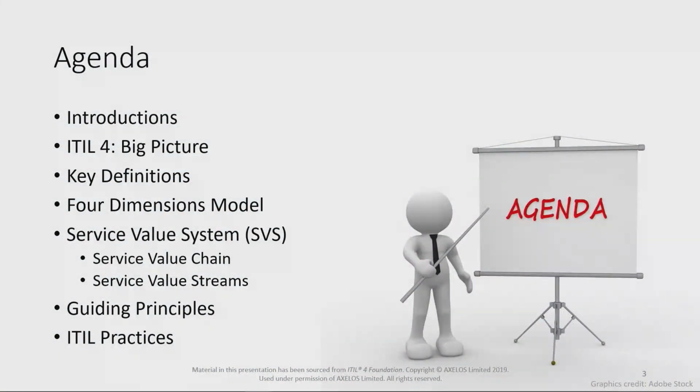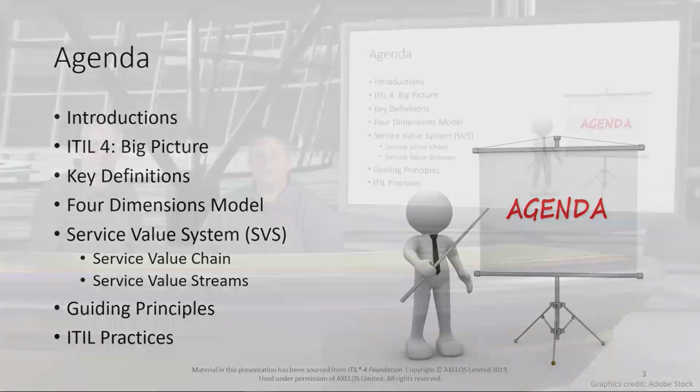But a couple of the new things that have come out with ITIL 4 is the 4 dimensions model, as well as the service value system and its component parts of the service value chain and the service value streams. We've got some guiding principles that have now been incorporated into the foundation course. We used to see those in ITIL Practitioner in a previous version. And then we'll wrap up our discussion around talking around ITIL practices.